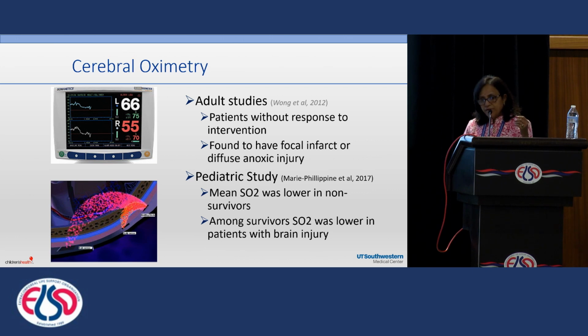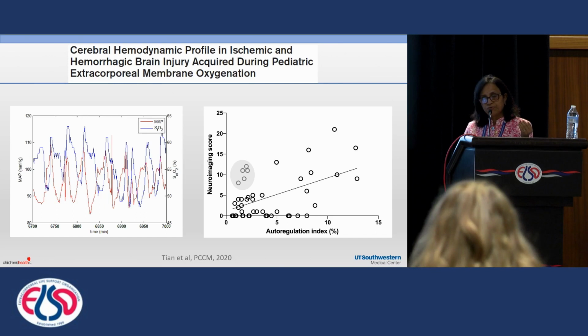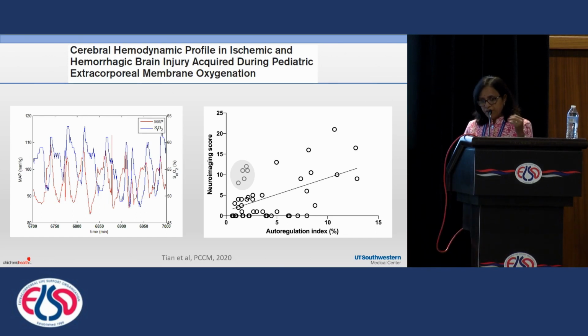We have utilized cerebral oximetry and its relationship with blood pressure as a correlation, and we use that as a surrogate marker of cerebral blood flow. If there is a correlation between cerebral oximetry and blood pressure, we measured what we called the autoregulation index, and we showed that a higher autoregulation index was associated with higher neuroimaging scoring. And you can see a few patients in the gray bar on the left.